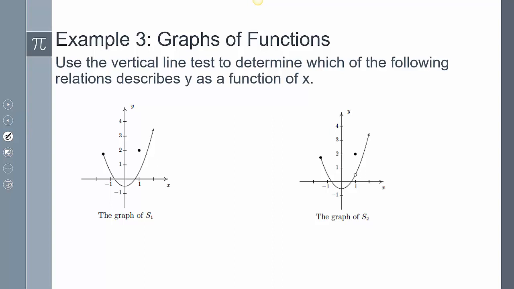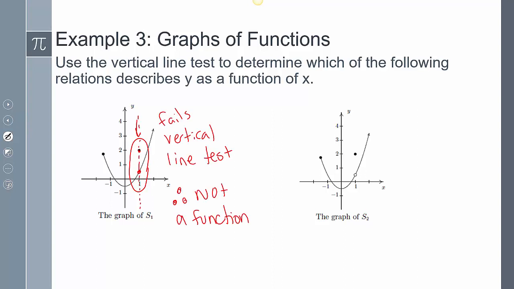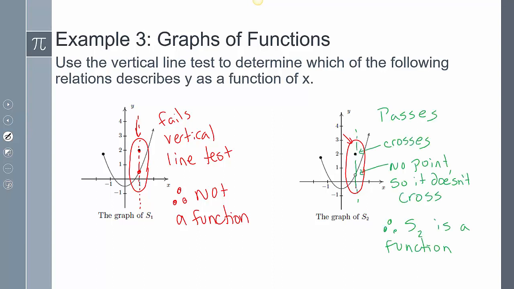For these two examples right here, this is where the issue is going to happen. If I draw that vertical line, it's going to fail because it's going to pass through those two points, and so therefore it's not a function. But in contrast to this example, if we look at that value there, it's going to cross the graph here, but it's not going to cross here. There's no point there. It's a hole, and so that's why it's going to pass, because it's only hitting one point, which is this one. And so therefore I can say that one is a function.